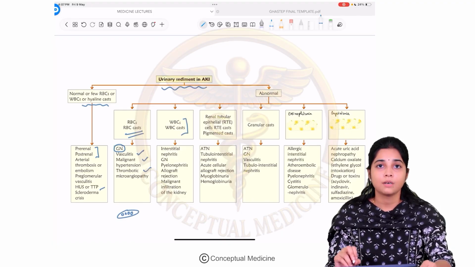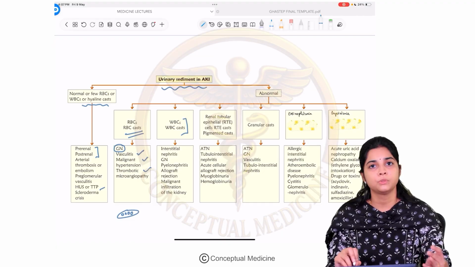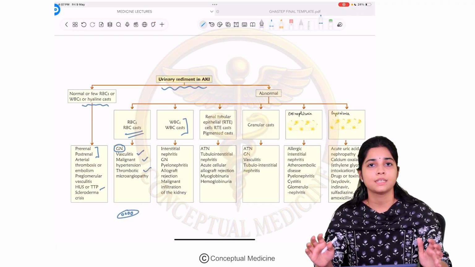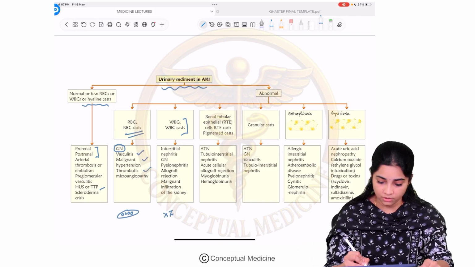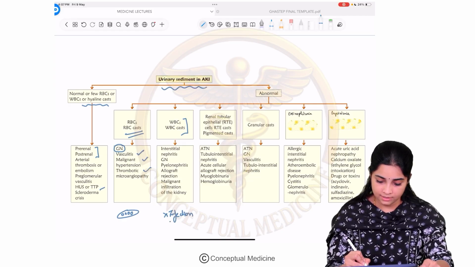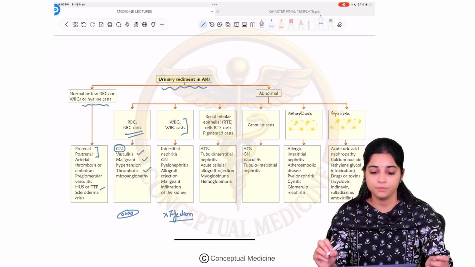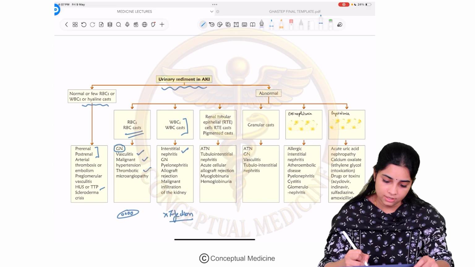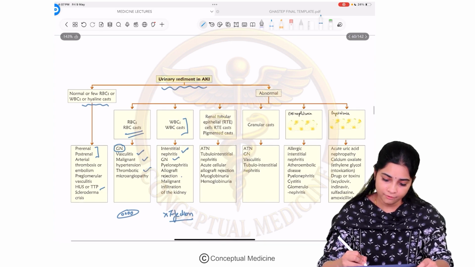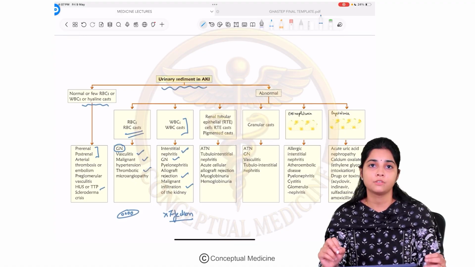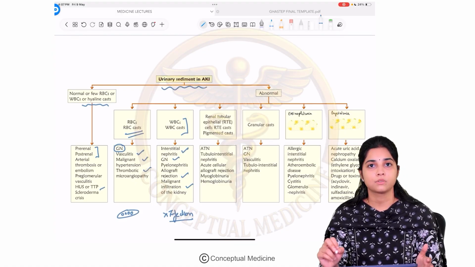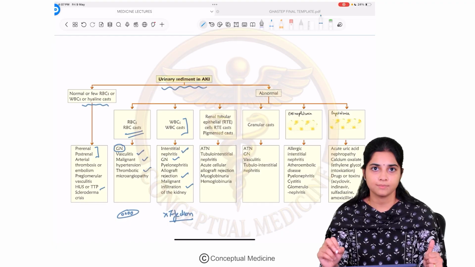WBC casts. So, WBC is in the urine. Pyuria, you know that from your basic understanding in UTIs and pyelonephritis, you can have WBC casts. But every time a WBC in the urine, it is not always an infection. So, there are certain other conditions where you can have WBC casts. It is seen in interstitial nephritis, some forms of glomerulonephritis, allograft rejection, or myelomatous infiltration of the kidney. All of these can be associated with a WBC cast.